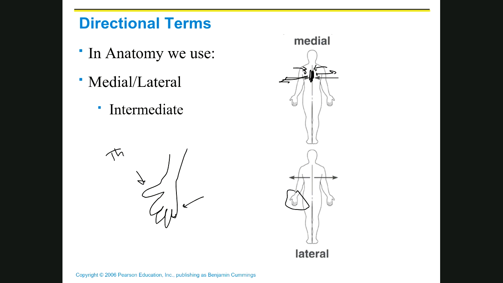Thumb is medial. That's exactly right. And thumb is lateral, sorry. It's over here, look, it's over here. Little finger's medial. Guess I got excited. Does it make sense?